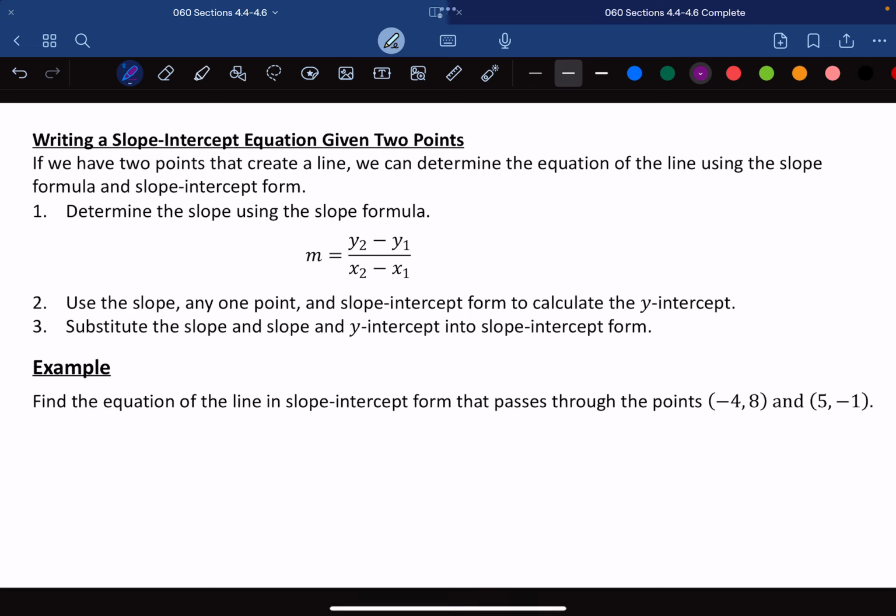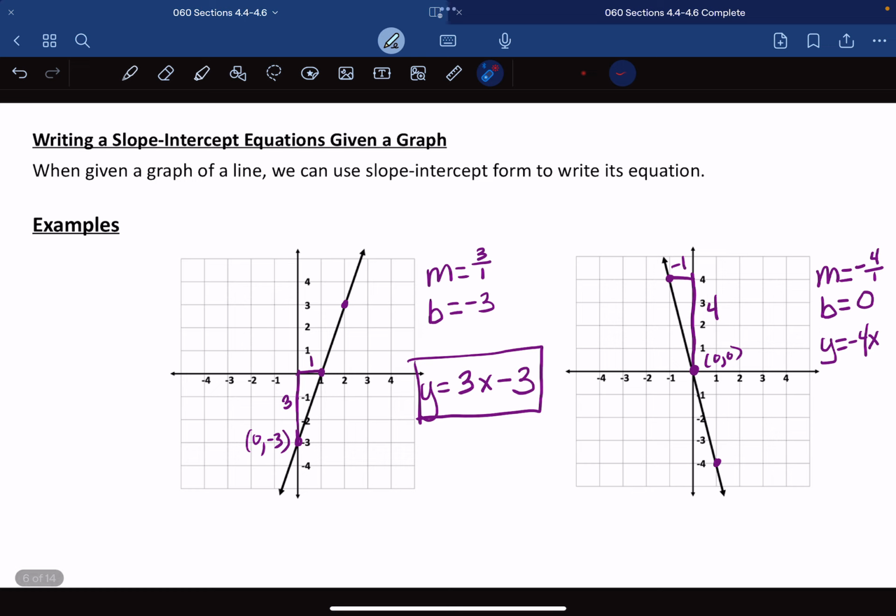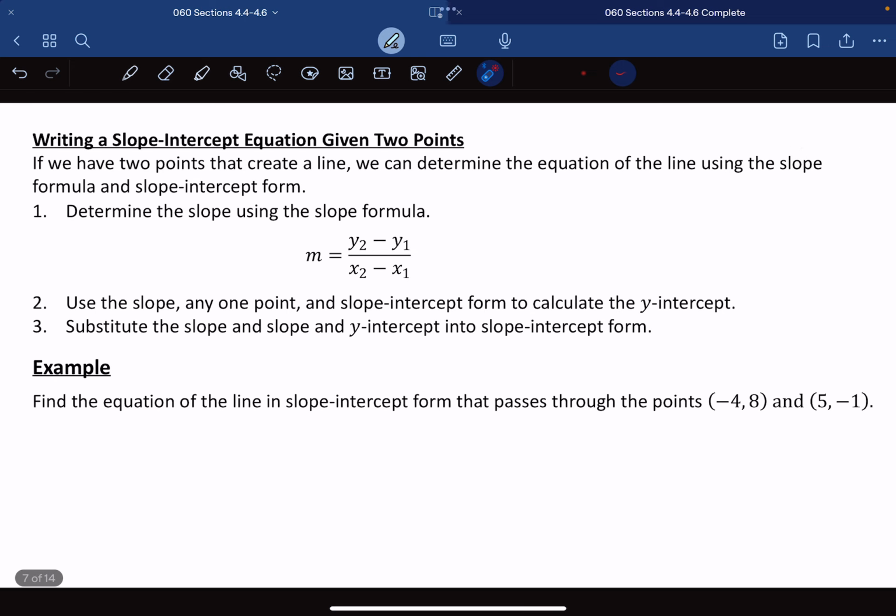Writing the equation of a line in slope-intercept form, given 2 points, and then we'll look at how to model this with a word problem. So in this example, we're given 2 points, and we want to write the equation of a line. We just looked at graphs to write the equation of the line. Now we're looking at points.